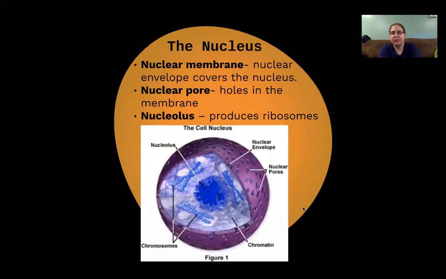All right, let's talk about the nucleus. The nucleus is this organelle right here. A lot of times we think about it as the control center of the cell. It holds the DNA. It holds our genetic information. So here we have the nucleus, and then you can see the chromosomes. Whether the DNA is in chromosome or chromatin form, it's all stored within there.